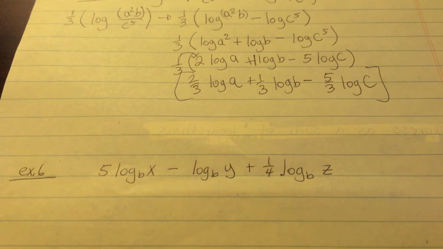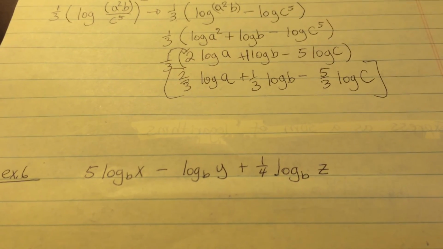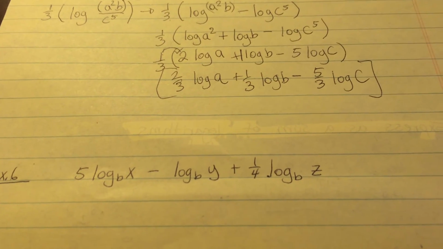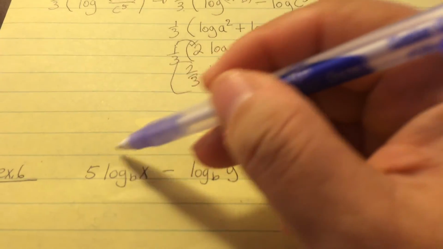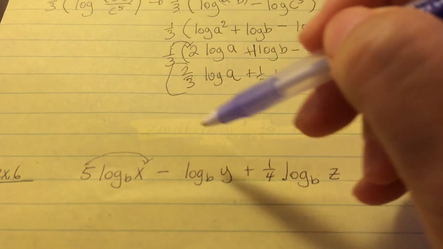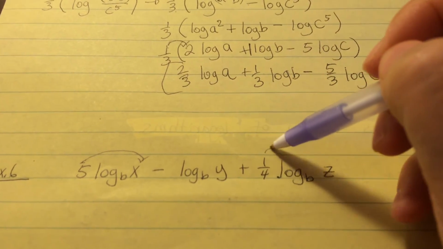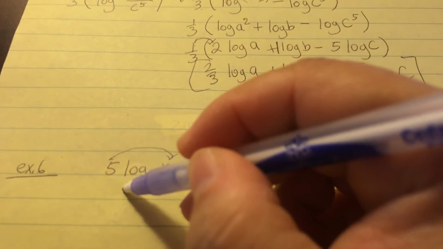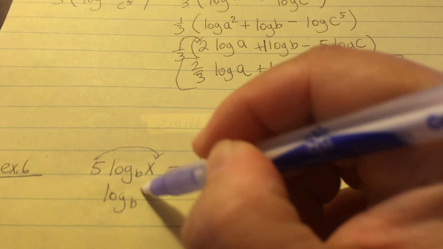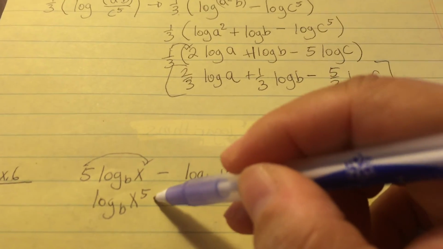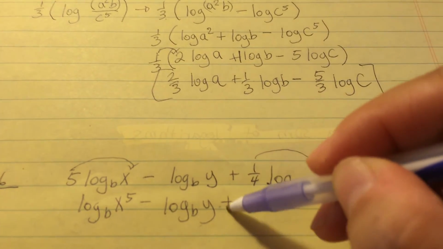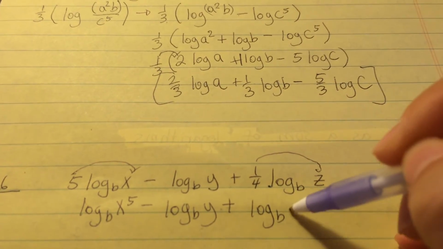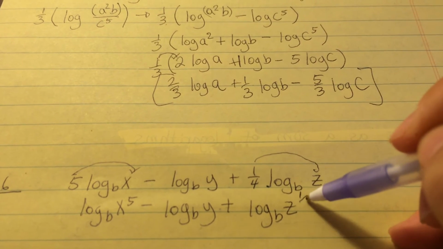The next one we have is to go backwards, which is to condense it. So we're going to make it smaller. To condense them, we're going to bring the powers back. I would always do the powers first. It's like going the opposite direction, right? So we want to bring the powers in. Then we should have log base b x to the 5th, and then minus, and I just copied this piece right here because we haven't done anything with that one, plus log base b z to the 1/4.